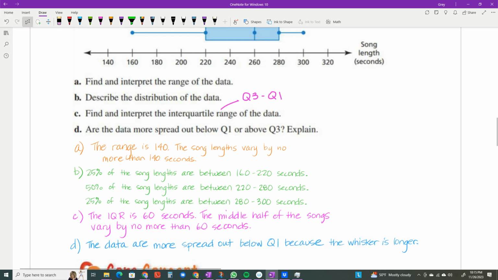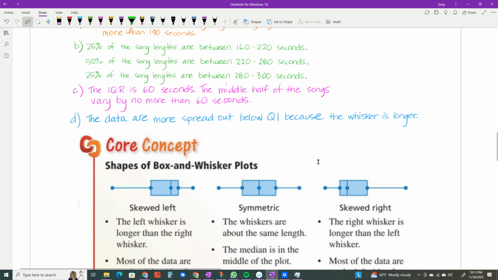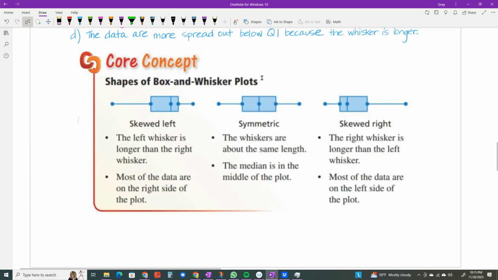So, all right. The last thing to do is to be able to talk about the shape of a box and whisker plot, which is going to lead into our next lesson of 12.3. And really, all that you have to remember is which one has the longer whisker. If the longer whisker is on the left, it's skewed left. If the longer whisker is on the right, it's skewed right. And if they're the same, then it's symmetric.